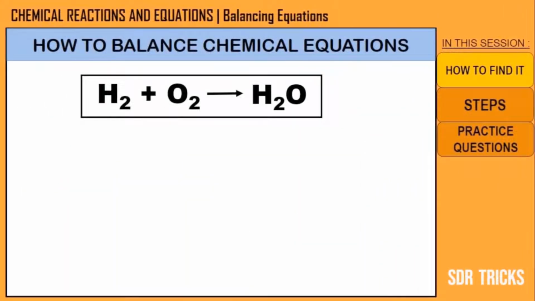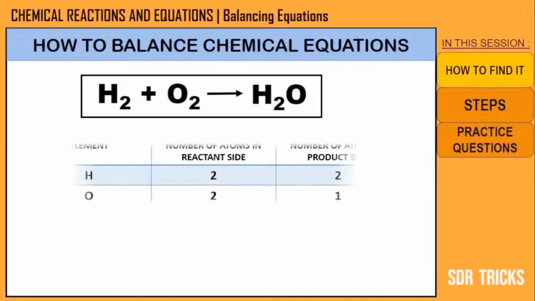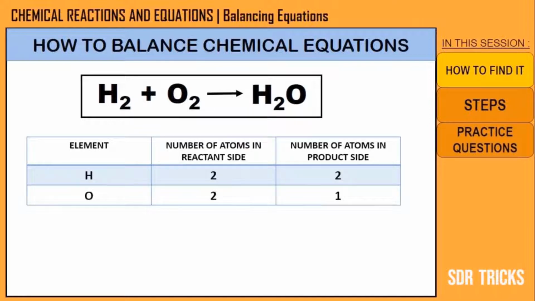First of all, for the reaction to be balanced, the number of atoms on the reactant side as well as on the product side should be equal. But here, the amount of oxygen was not equal on the reactant side and the product side. So now the question is, can we balance this reaction? Yes. So let us go step by step to see how we can balance this equation.